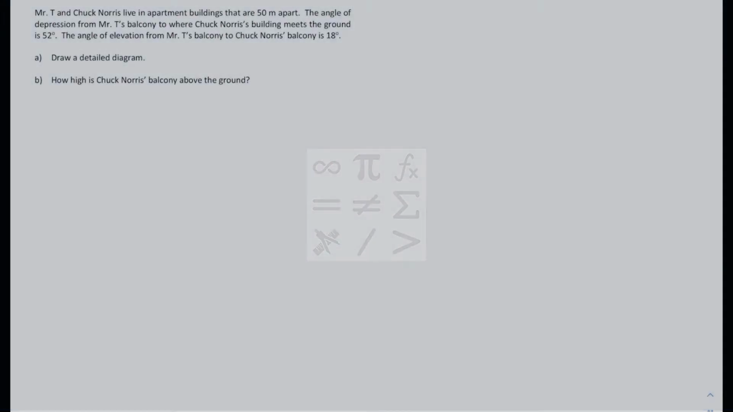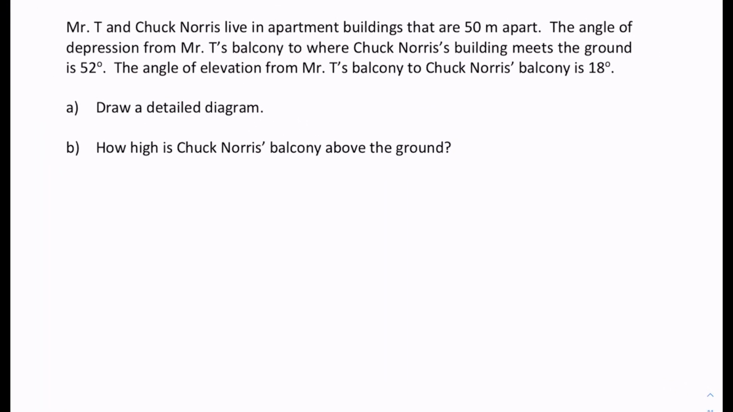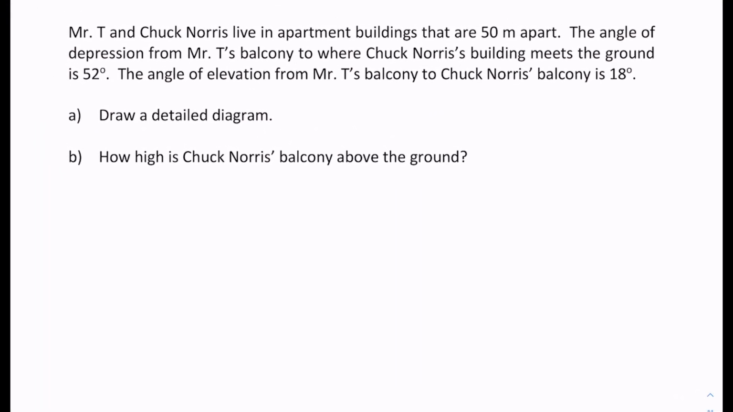Here we're given an interesting question. I think this is one of Mr. Wills's favorite questions. Chuck Norris and Mr. T live in buildings that are 50 meters apart. So let's highlight that or underline it.